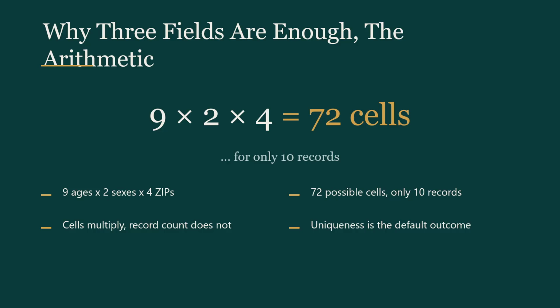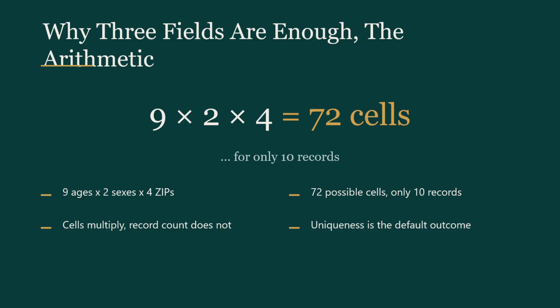Scale the intuition up. A 5-digit zip code has roughly 41,000 values. A full date of birth across a century has roughly 36,500 values. Cross those with sex and you are on the order of 3 billion cells against a national population of a few hundred million, which is about 10 cells per person. When published research reports that a large majority of Americans are unique on zip, birth date, and sex, that is not a shocking discovery.